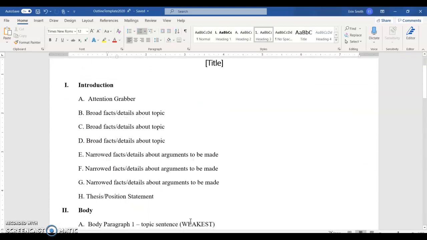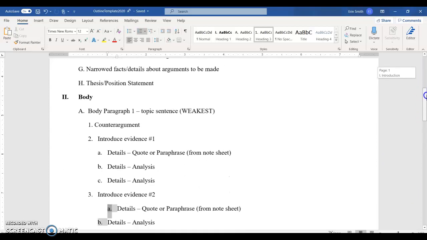So the introduction and conclusion, it's okay if they're not perfect on this outline, but you should still start to put information on here. So introduction, you want to grab our attention. You start out with broad facts about your topic, and then you go down to narrow facts that are more for your side and about maybe the arguments you're going to make. Good things to put here are maybe summary statements you have on your notes. And then you end with your thesis or position statement, so what you're proving to your reader.